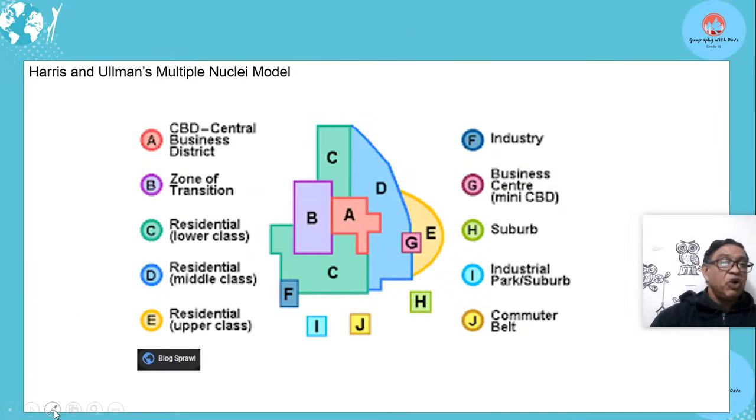Right, let's get to the next one. This one is known as Harris and Ullman, who produced the multiple nuclei model. They changed the concept now. They said, yes, the CBD is important and we need it. It's generally the most accessible point. But everything does not revolve around the CBD. There are various other nuclei that will determine land use.